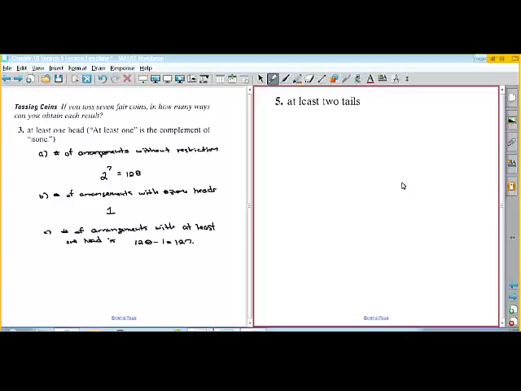Okay, so then we have, this is number 5, at least 2 tails. So the opposite, or the complement of at least 2 tails would be, let's see if we can think about that. What is the complement of at least 2 tails? Well, I'll tell you the answer, and then we'll do another one. It would be 1 tail or 0 tails.